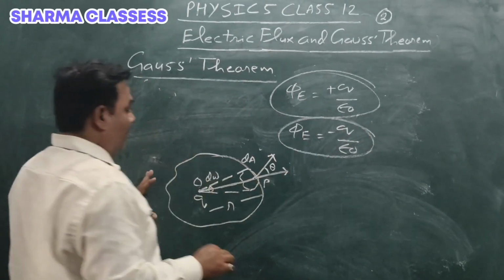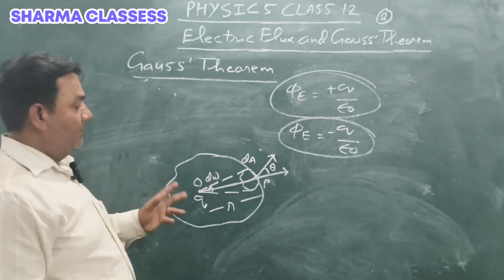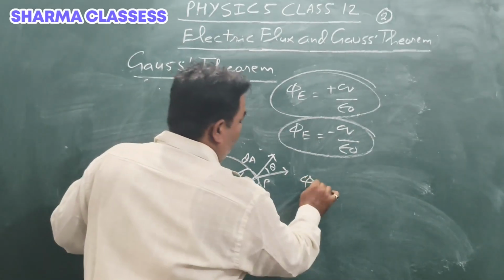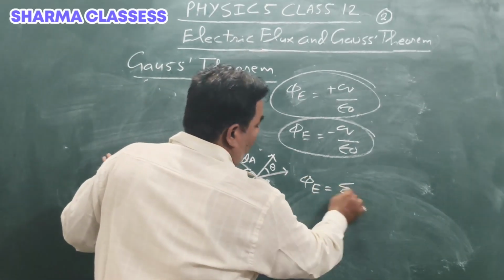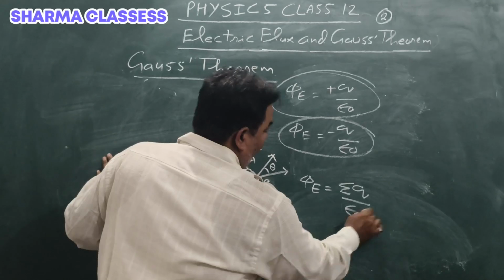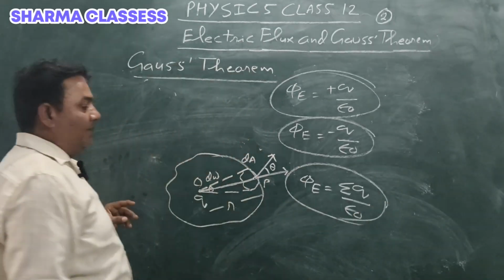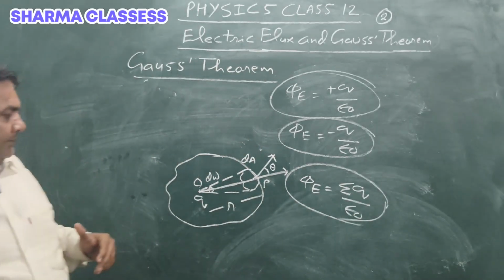And when many charges are situated inside the closed surface, then the electric flux passes through the whole closed surface. Phi is equal to sigma q upon epsilon naught. Sigma q means the algebraic sum of all the charges with sign.